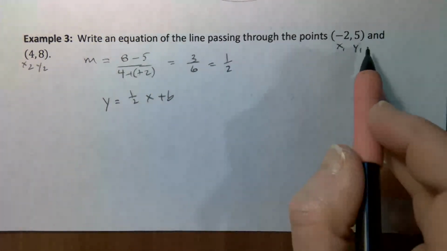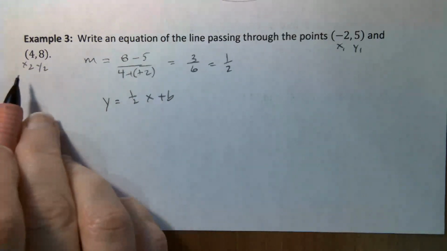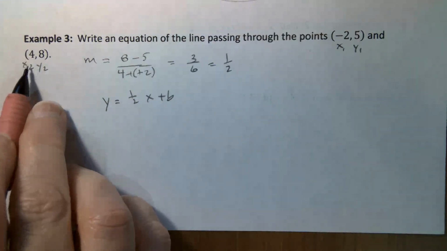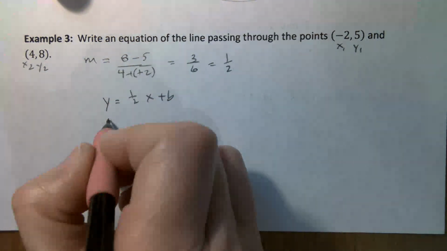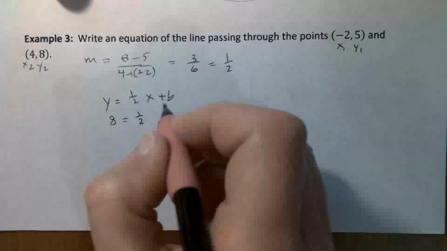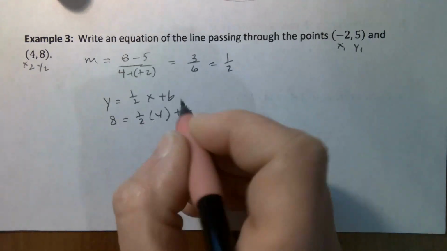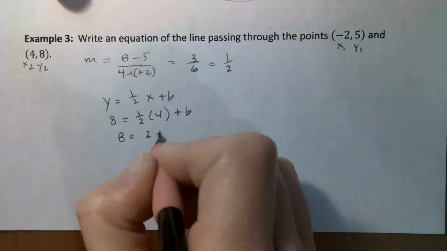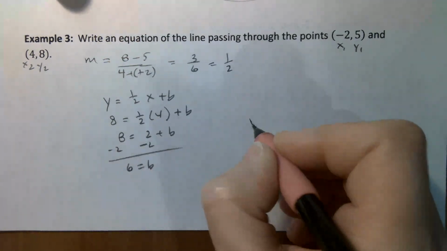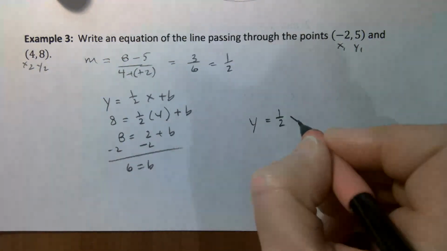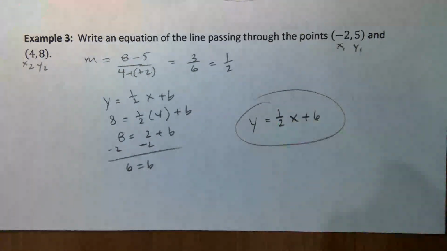And I just need to plug in one of these numbers. And I'm going to choose this one because x is 4, and I know 4 times 1/2 gives me 2. So I'm going to have 8 for y, 4 for x, and that's going to give me 8 is equal to 2 plus b. So b is equal to 6. So I have y equals 1/2 x plus 6.